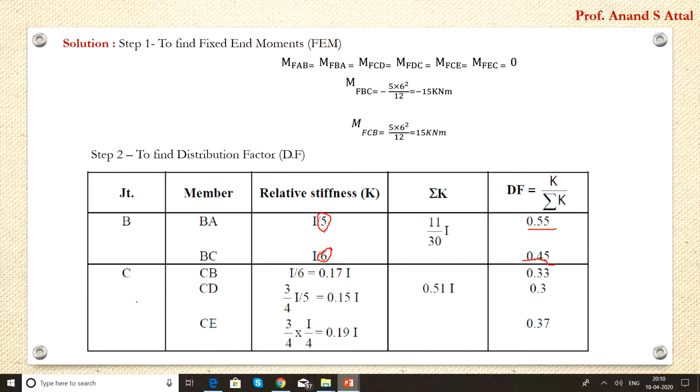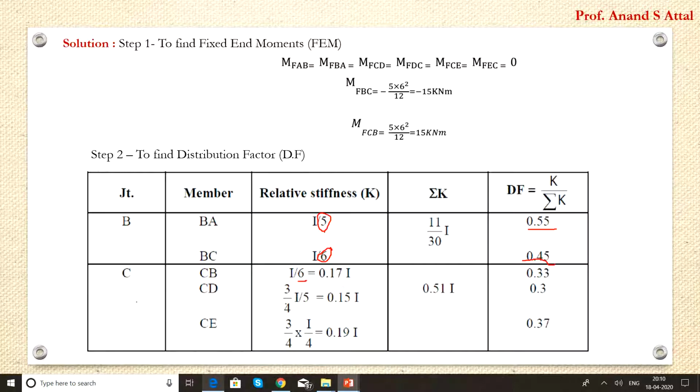Next, joint C. On joint C there are three members, CB, CD and CE. Finding the relative stiffness from C to B: B is a rigid joint, and for a far end that is fixed, rigid or continuous, the relative stiffness factor is I by L. So here it comes I by 6, as L is 6.